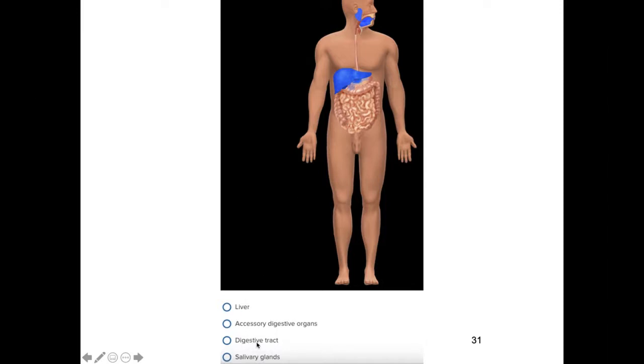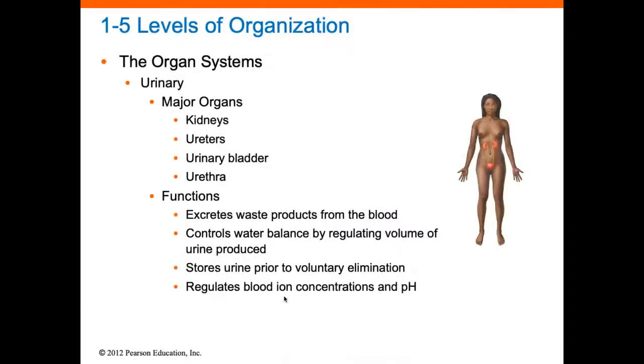It's not the digestive tract. The digestive tract would be the mouth, the esophagus, the stomach, small and large intestine. But the accessory digestive organs are the things like the pancreas and the gallbladder and the liver and the tongue and the salivary glands. Those are all accessory digestive organs.